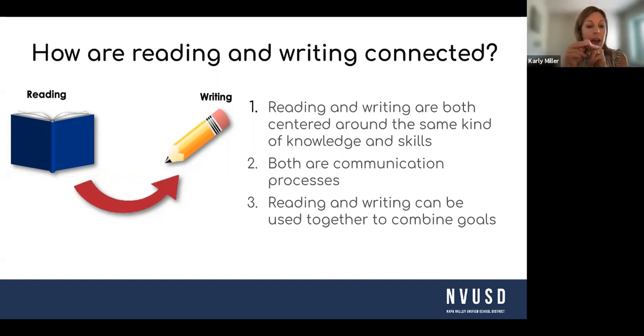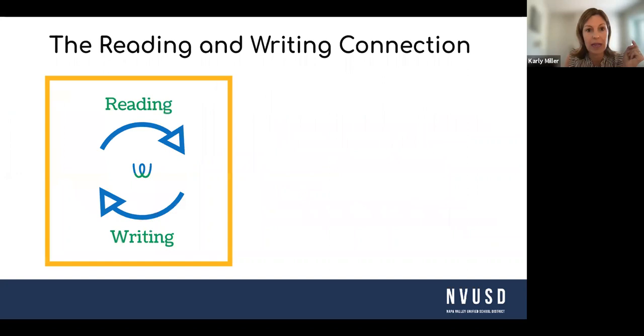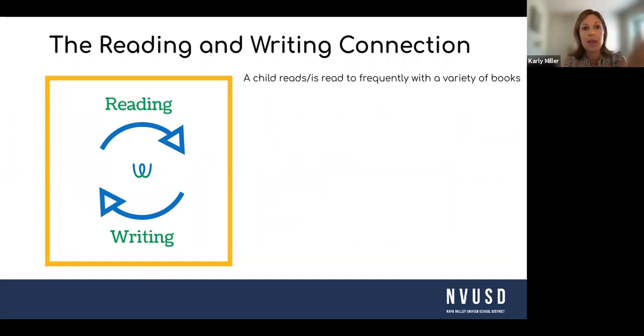It's how your students show us, all of us, teachers and parents, how their ideas are coming to life. They can do that both orally and in written connection. So just remembering that they're very closely connected. So when we think about that cycle, a child reads frequently.